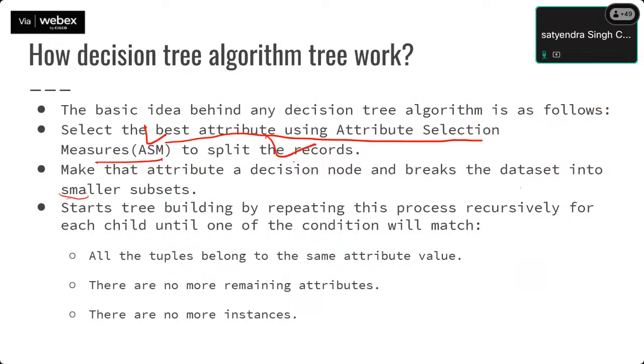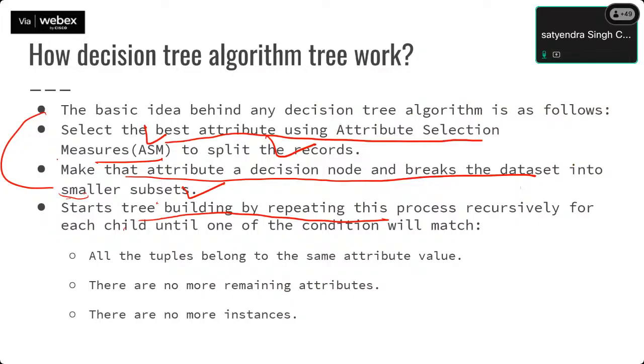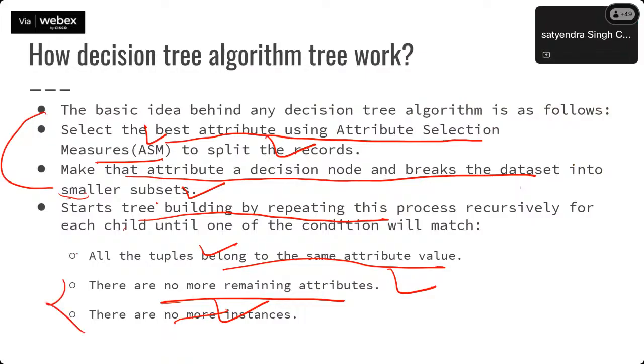We select the best attribute using an attribute selection measure to split the records or instances, make that attribute a decision node, break the dataset into smaller subsets, and then start tree building by repeating this process. Again, from the remaining attributes we pick the best one, where best is defined by the information it contains. We stop when there are no more remaining attributes, or all tuples belong to the same class, or there are no more instances. If any one of these conditions is met, we stop.